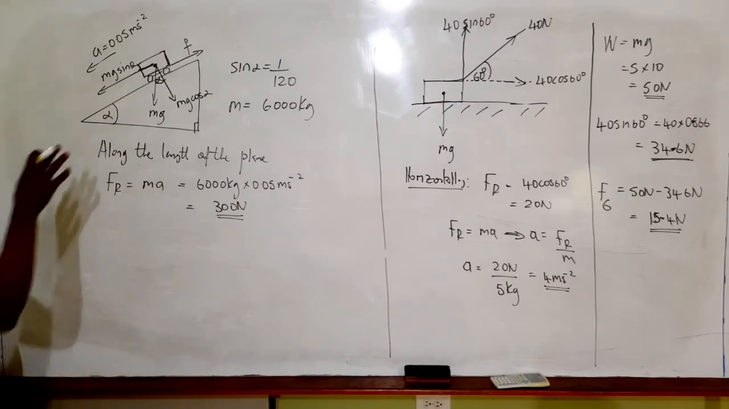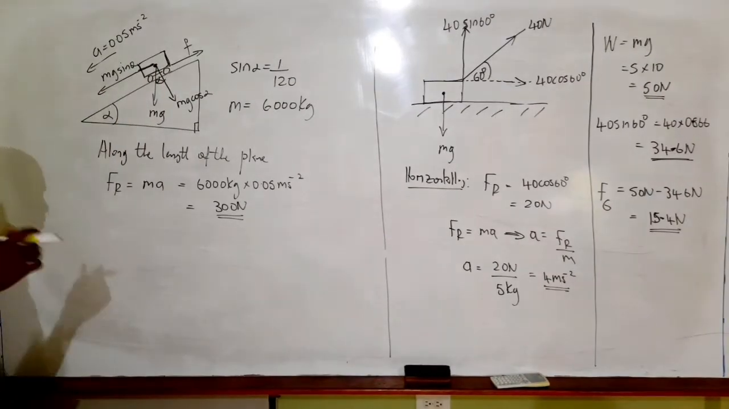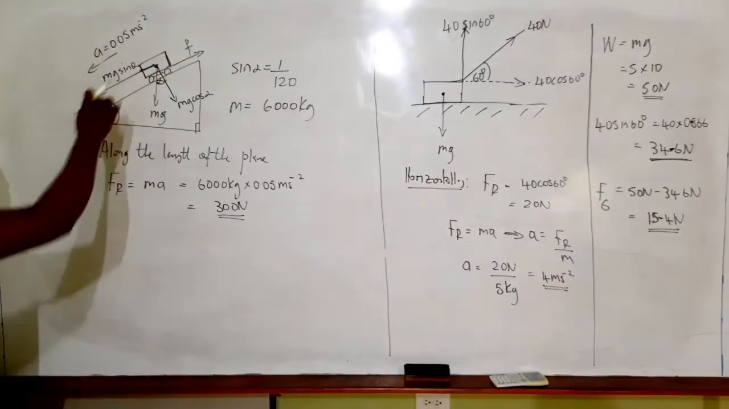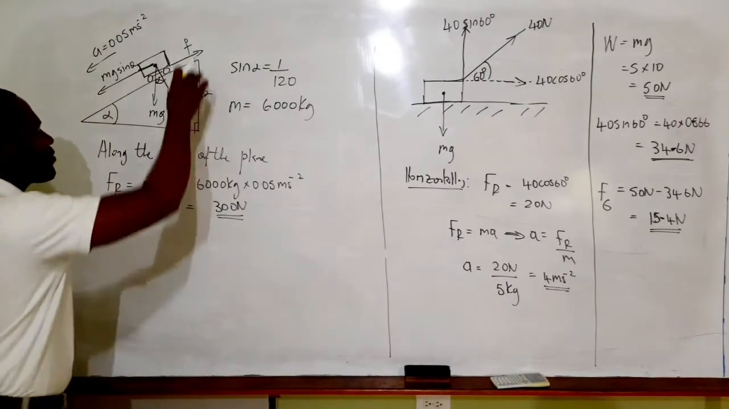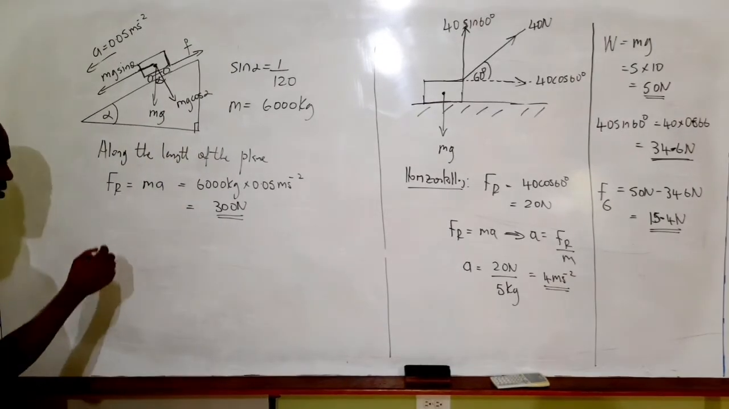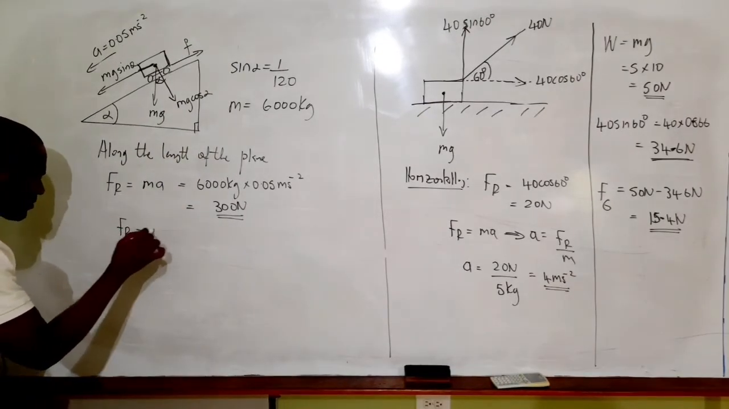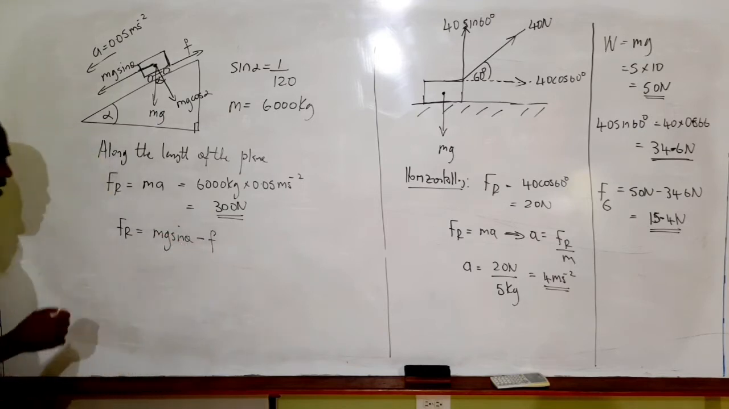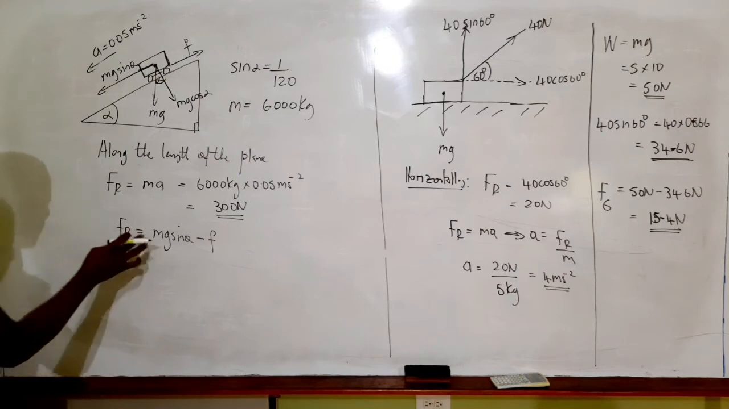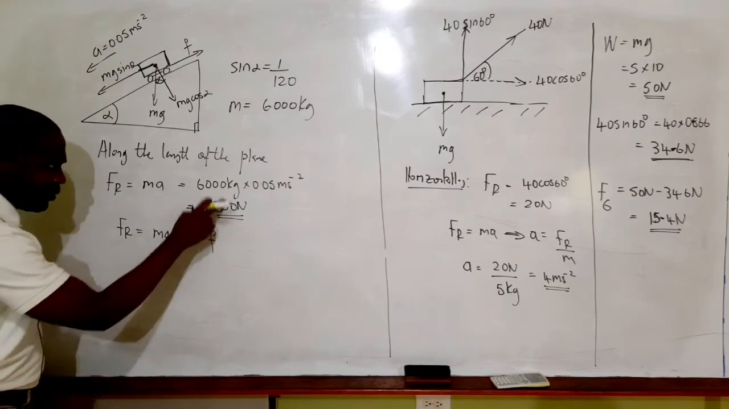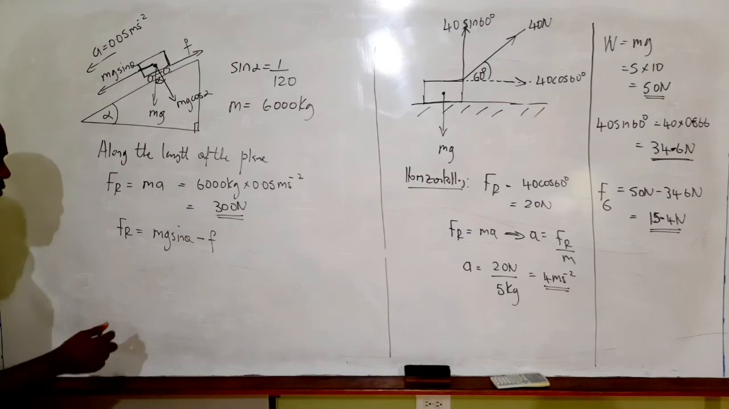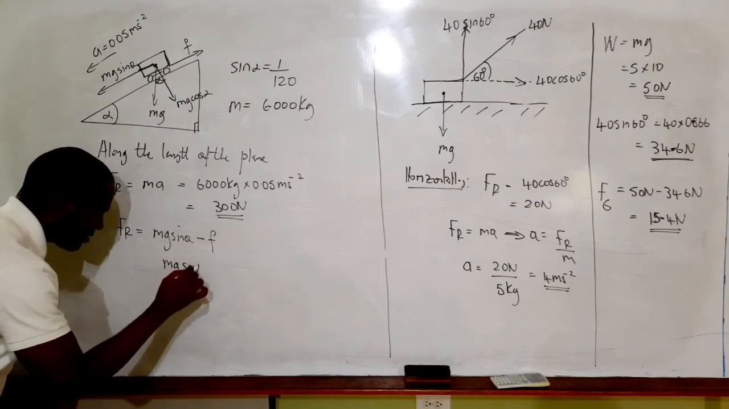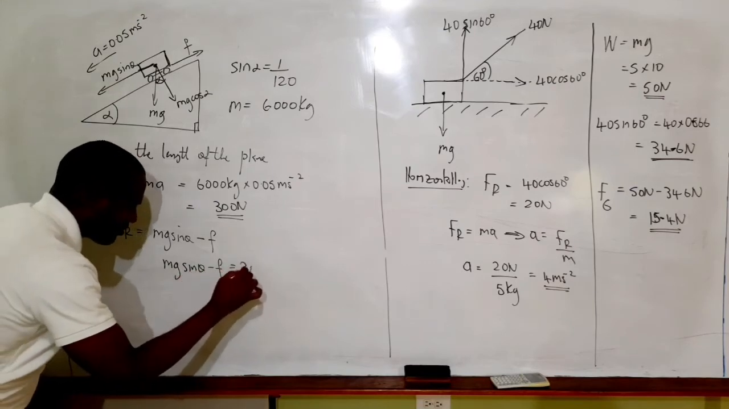But let's examine the forces along the length of the plane. We have the component of the weight, mg sine theta, which acts parallel to and down the plane, and we have the opposing force, the friction. So what this also means is that the resultant force Fr is equal to mg sine theta minus the friction F. Having found the value of the resultant force Fr, we'll equate it to that, and then solve for the unknown force, the friction. And so we have mg sine theta minus F is equal to 300.